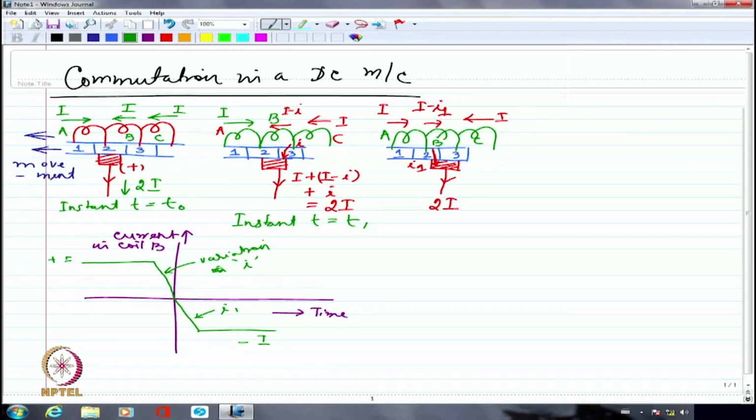But what happens now? I am going to talk about the next instant here. When I look at the next instant, this is instant t equal to, say, t2.